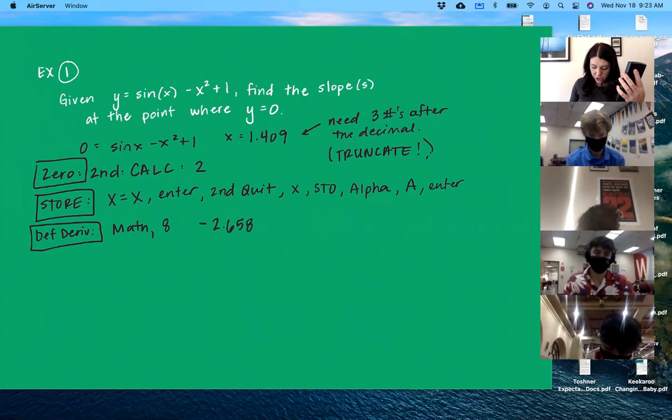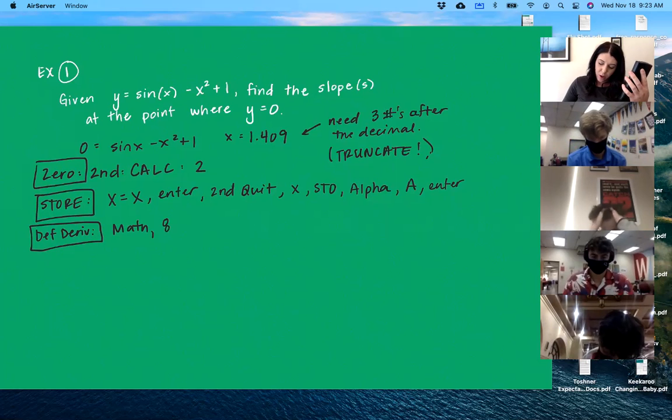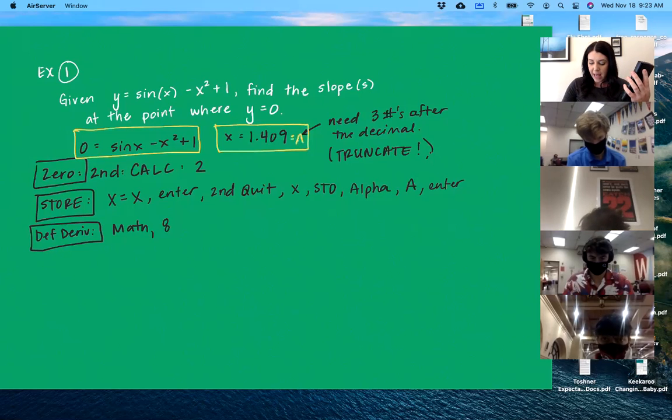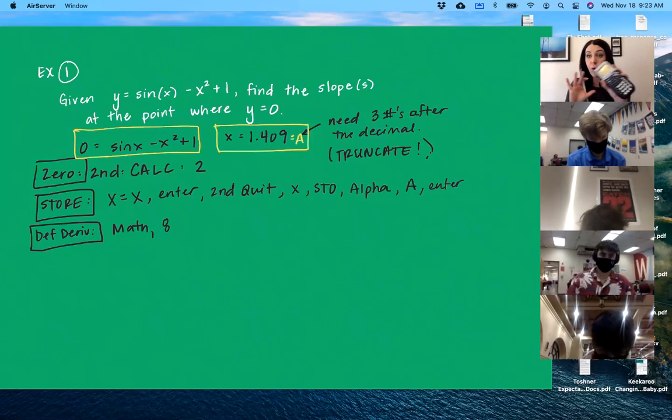Okay, here's how I'm actually going to write this though. If this was a free response question, I want to make sure we understand. So we wrote 0 equals sine of x. Let me outline in yellow what we've written for work so far. We wrote where that happens, which is x equals 1.409. I would, if I were you, write equals A in that same line. That way I can use A for the rest of the time in my calculations.